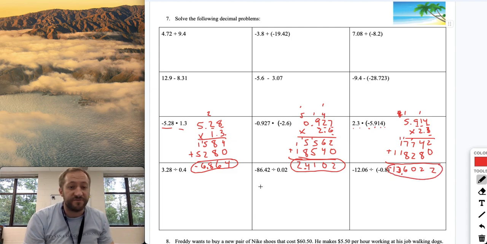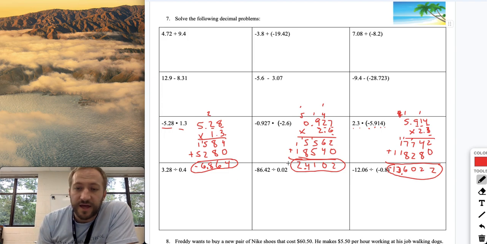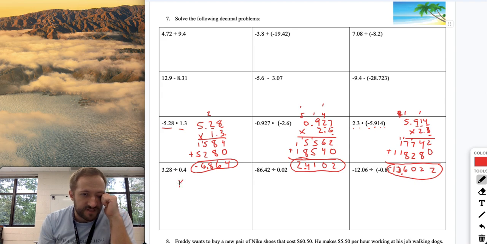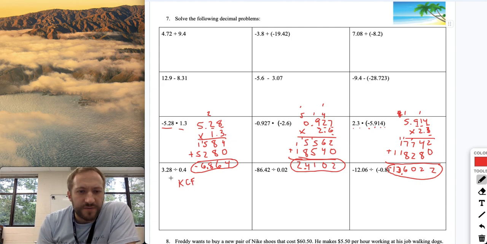Now let's go and look through the division steps. So, looking at the division problems, I have 3.28 divided by 0.4. Now some kids, I've seen this happen this past week. They want to try and do this keep, change, flip thing because we all learned that phrase. But that'd be like keeping this, changing this to multiplication, and then flipping the decimal.